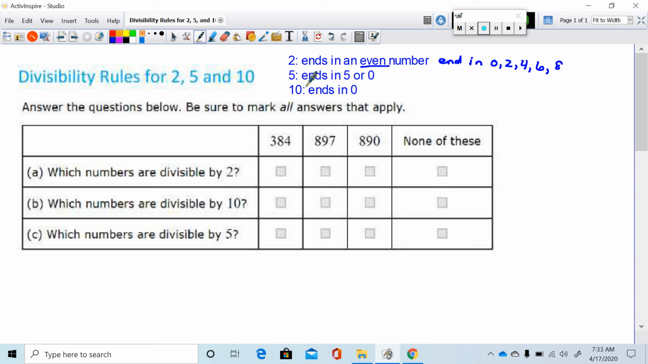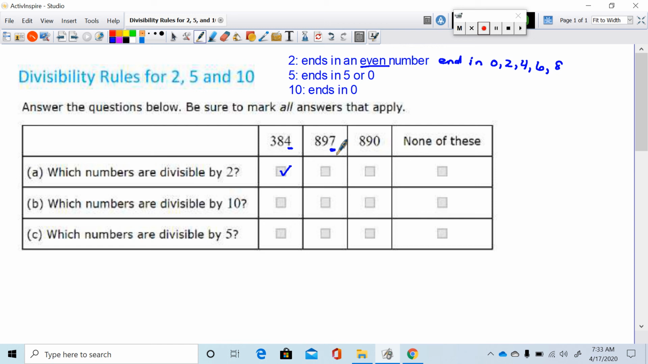If it's divisible by 5, the number will end in 5 or 0. And if it's divisible by 10, the number ends in 0. So 384 ends in an even number, so it is divisible by 2. That number is 4, so it's not 5 or 0. Okay, so it's not divisible by 10 or 5.